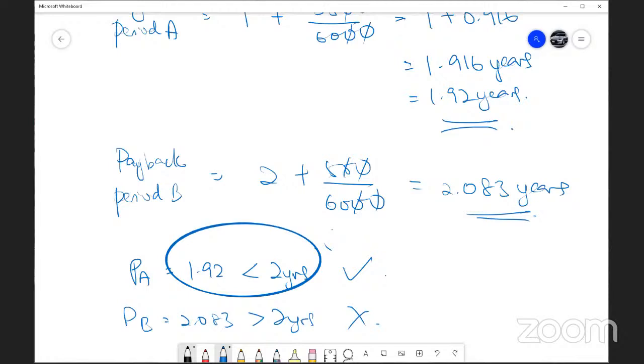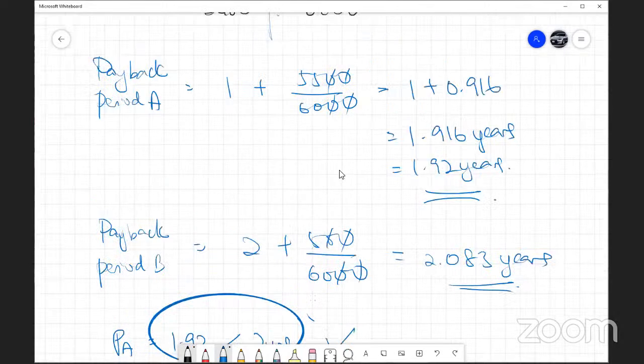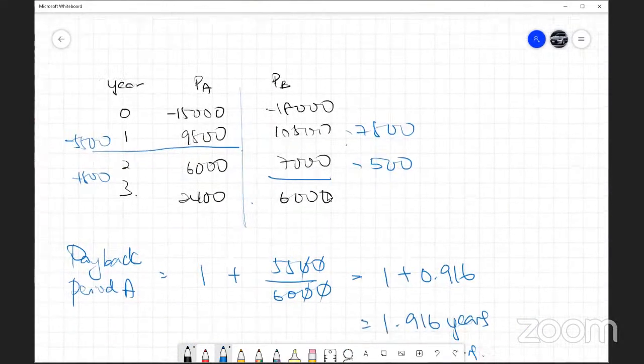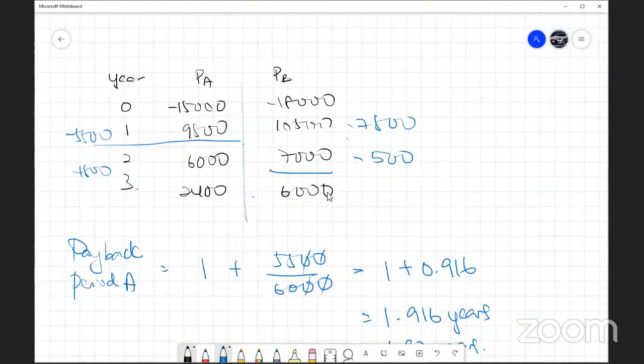Clear or not so far? Anyone confused on payback period? Anybody having any issues? Just let me know if you're facing any difficulty. Okay, only Sauchen responded. So the rest, if you did not write anything on the chat, I assume you have no issues. But if you have issues, please let me know. So that's for payback period.